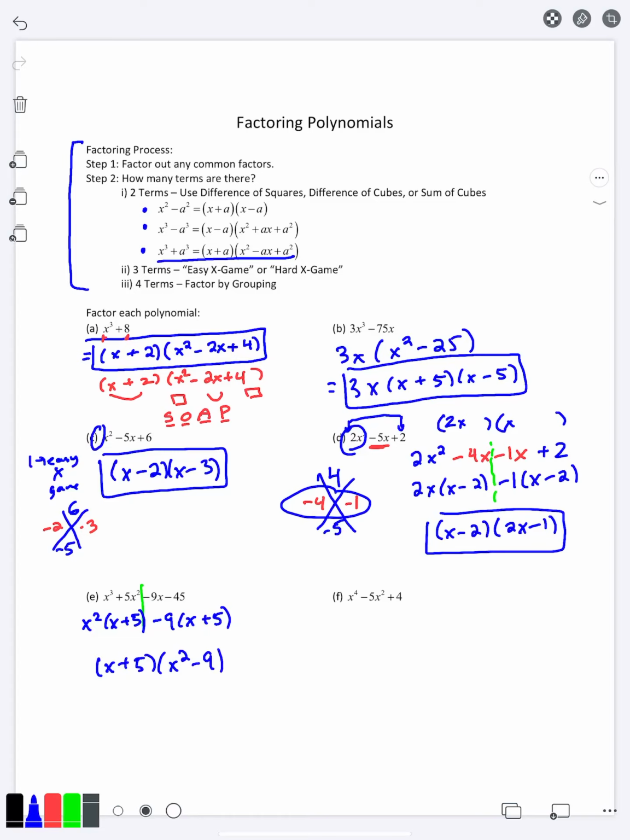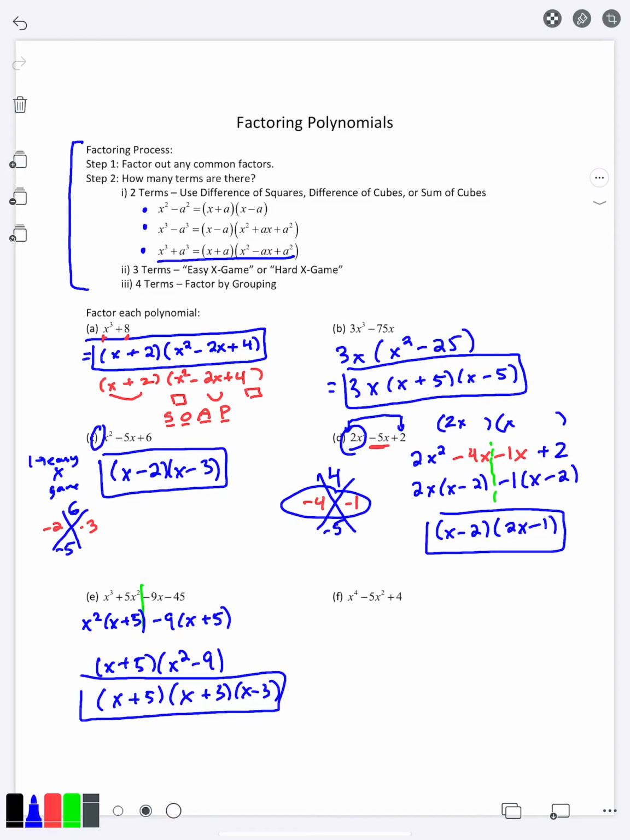And I chose this problem in particular because a lot of students would get to this point, circle it, and move on. But you have to always ask yourself if there's more you can do. And there is here because x squared minus 9 is a difference of squares. So I can factor it in as x plus 3 times x minus 3. And then we're done.